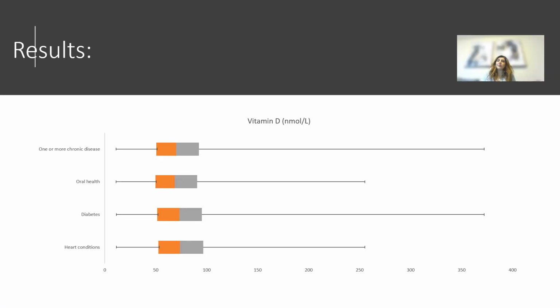We also box plotted our results. I'm just going to go over the median numbers of each box. If you look at from the bottom, we have heart conditions that start with 73.8. So that's going to be the middle number. Then we have diabetes with 73, oral health with 68.6, and last one, which is the more than one condition, that's going to be 69.9. As you can see, the lowest median also belongs to the oral disease for vitamin D association.